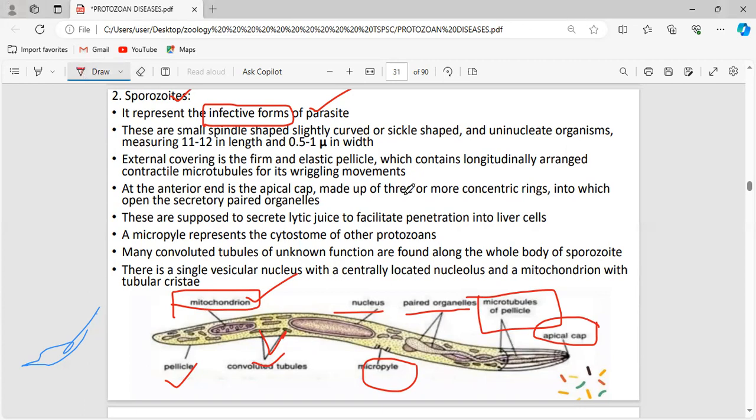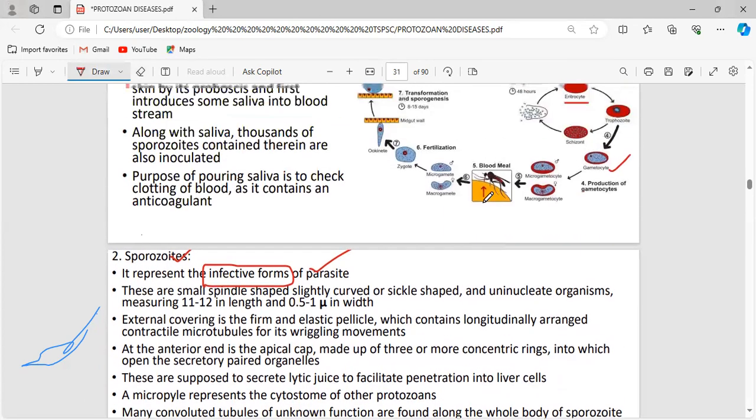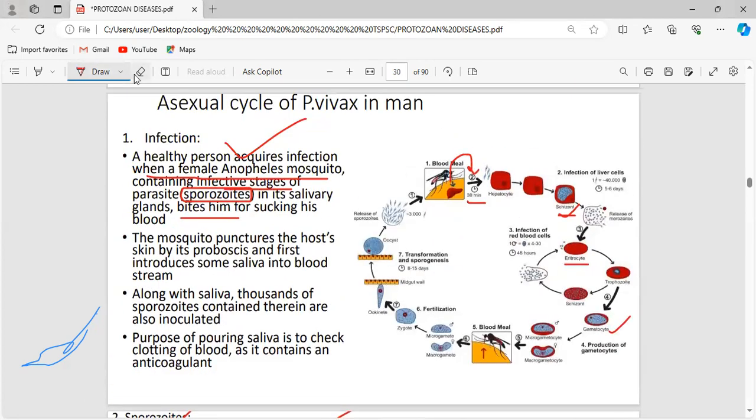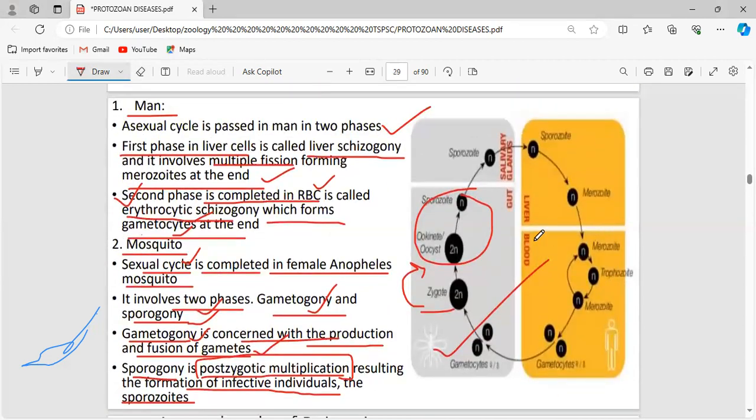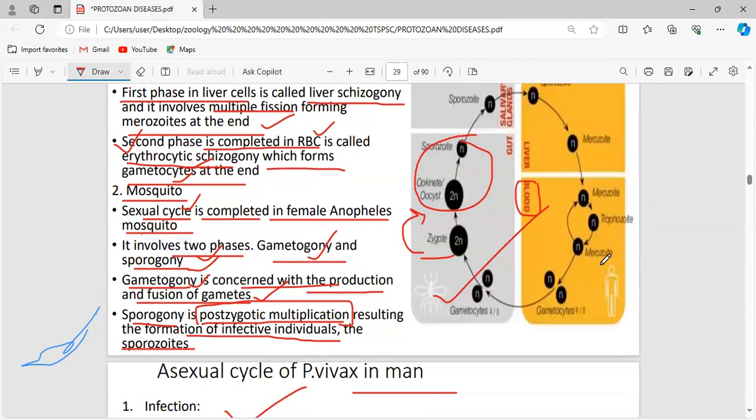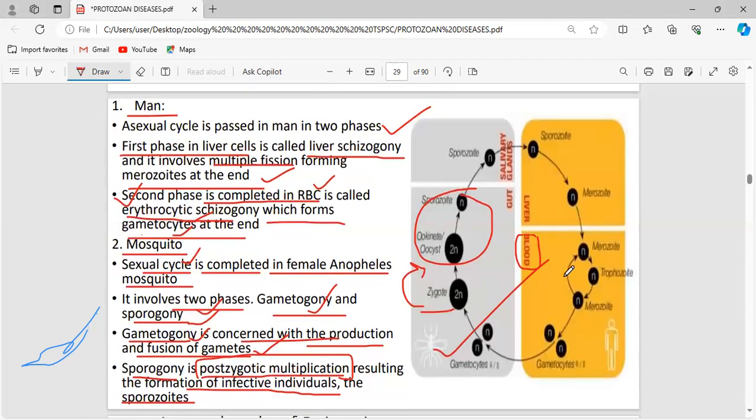Can you be a bit more clear? See, what is the main area for the parasite to complete its asexual cycle in man? Blood is the major area, that is, the RBC. Blood is the major place where the malaria parasite can be converted into gametocytes. This conversion of merozoites into gametocytes takes place particularly in the RBC.